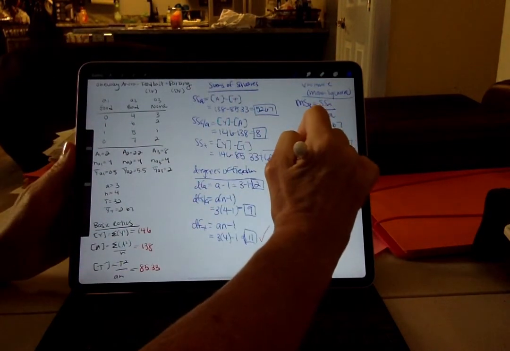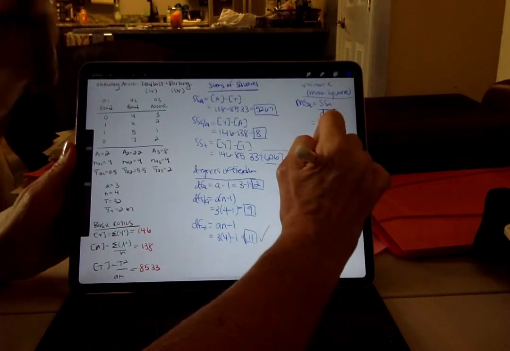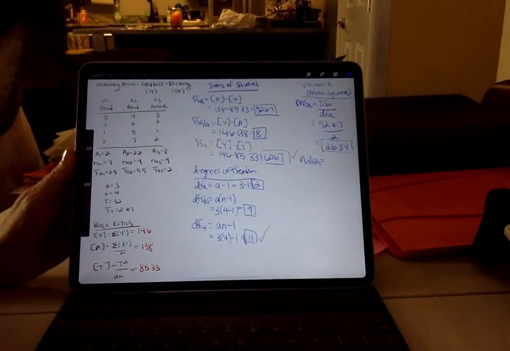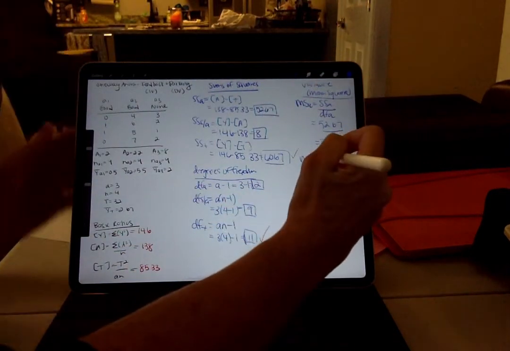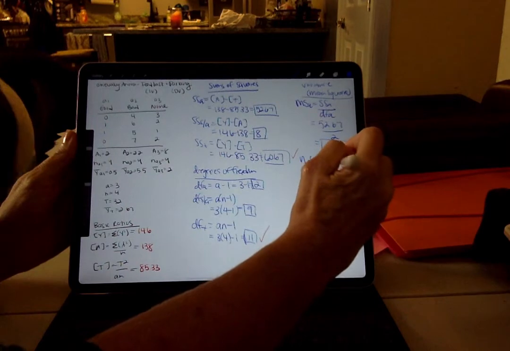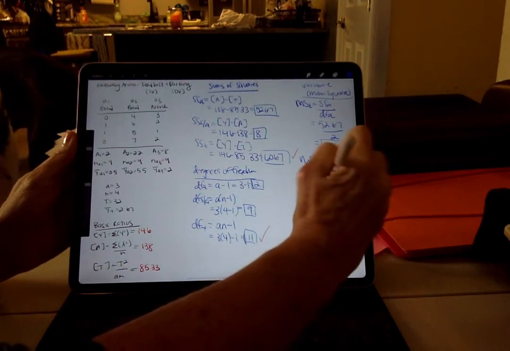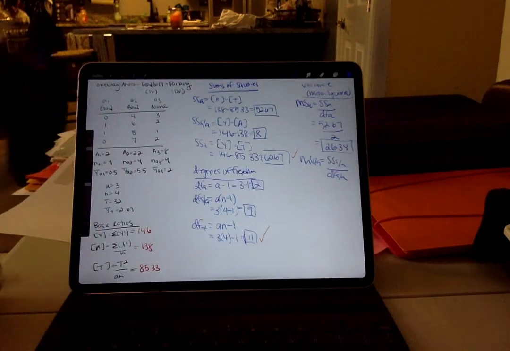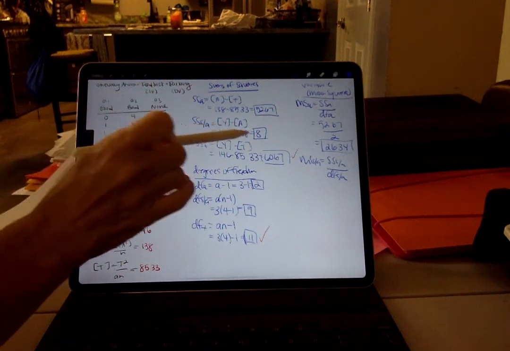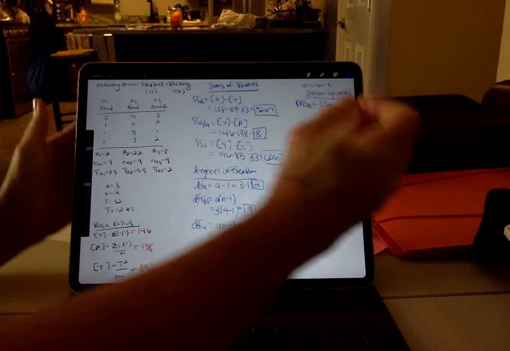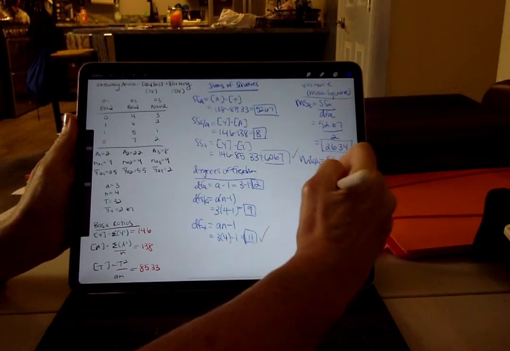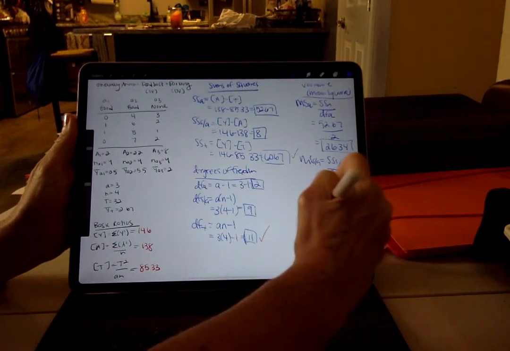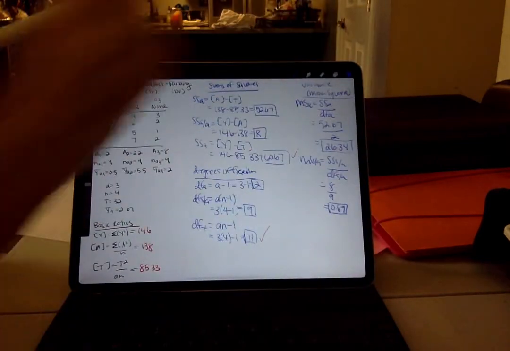Next, we have our mean square S over A. And our formula for that is sum of squares S over A divided by degrees of freedom S over A. So our sum of squares S over A is 8. Our degrees of freedom S over A is 9. And so that equals 0.89.